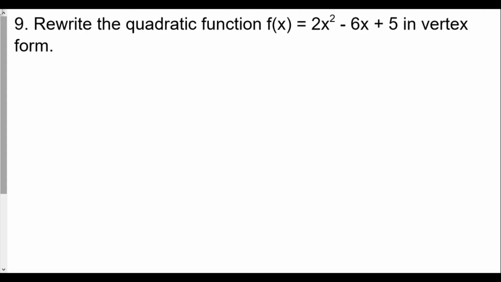Welcome back, everybody. This is our MRS21 Fall 2021 test number 2 review, question number 9. This one's going to be a little longer than some of the other ones because it's going to take a little time to actually work things out.